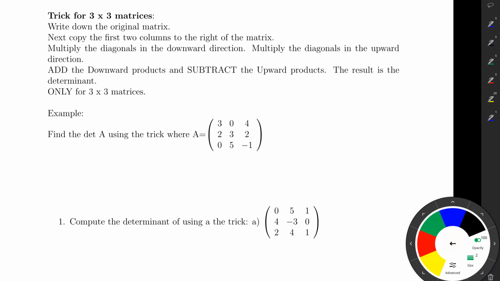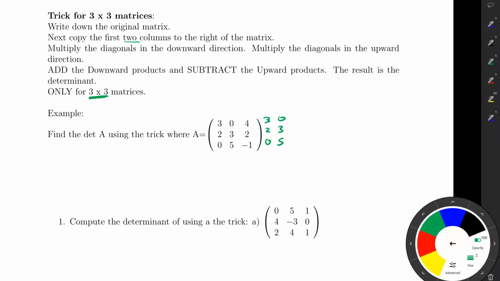Okay, so here is the trick for finding the determinant of 3 by 3 matrices only. The first thing you need to do is copy the first two columns to the right of the matrix. So 3, 2, 0, 0, 3, 5. I've just copied down, so I've got 2 extra columns at the end.